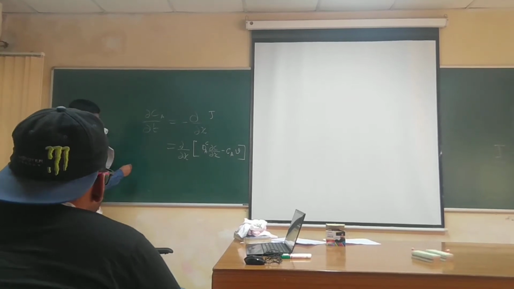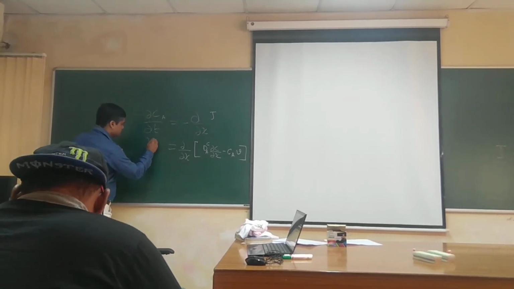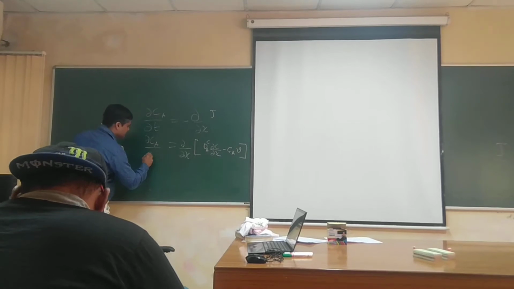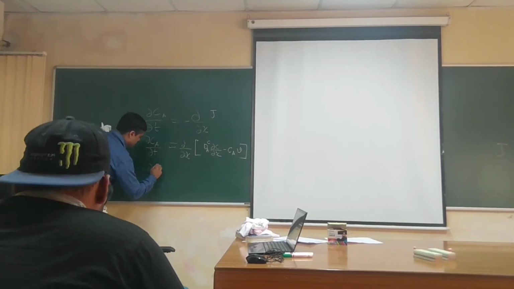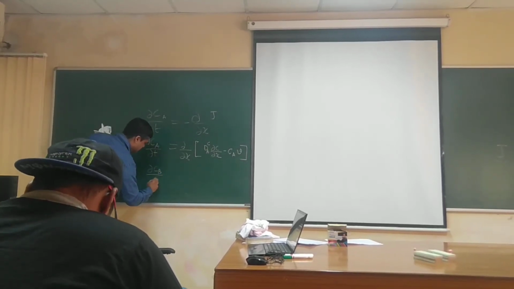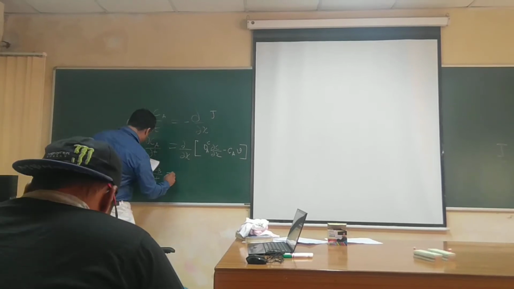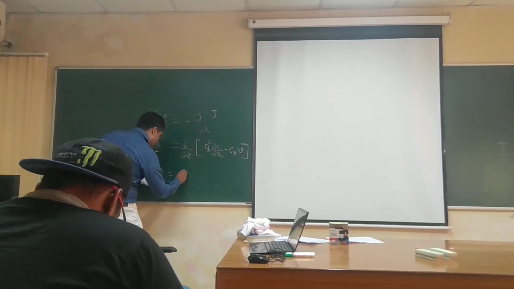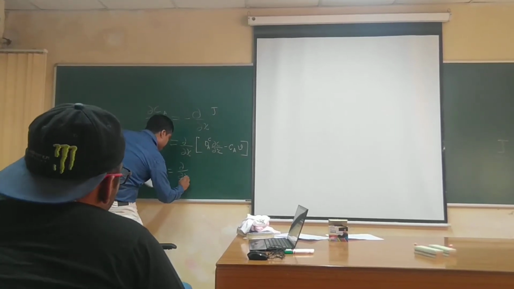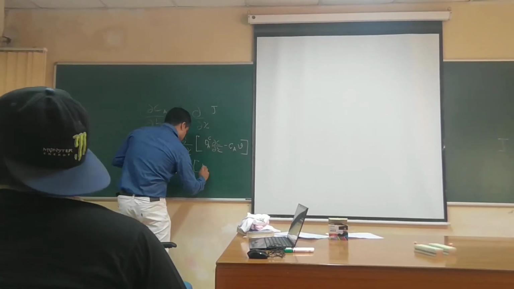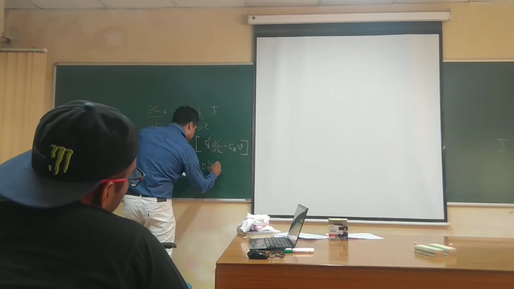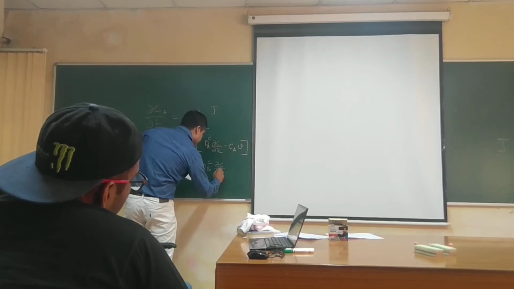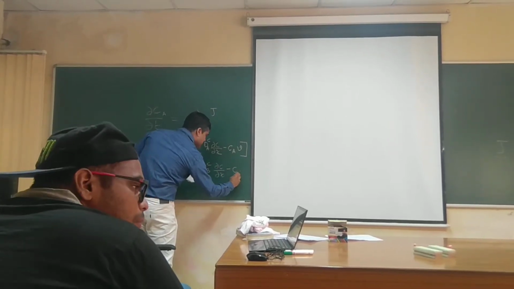Similarly, you can write for component B. So this is for component A. Similarly, we can write del CB del T equal to del X of DBC del C del X minus CBV.